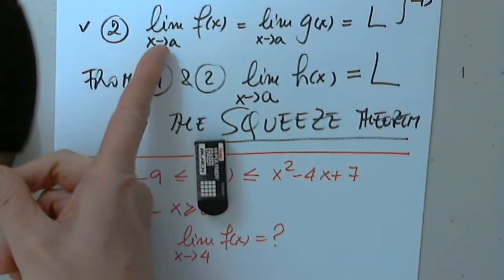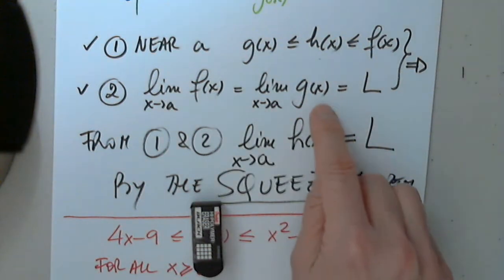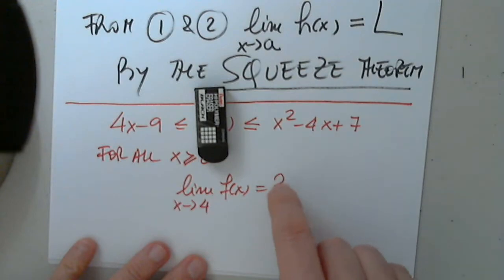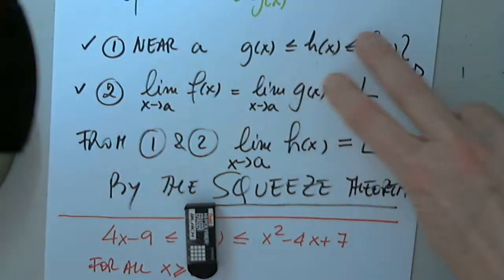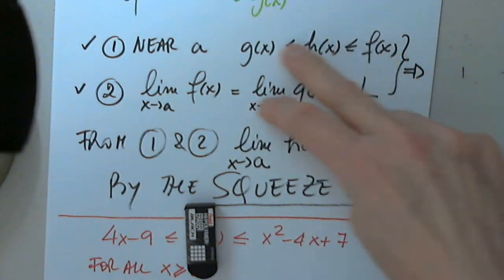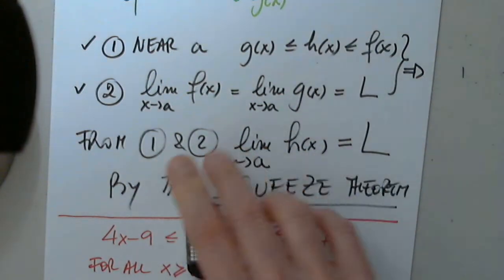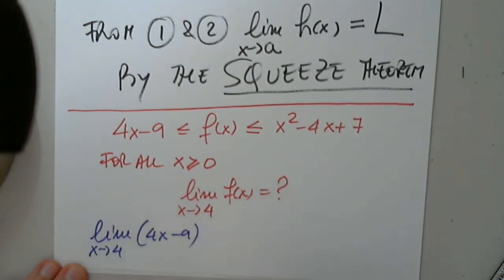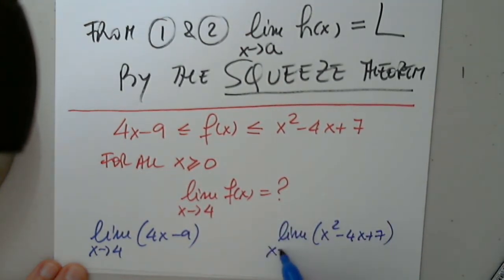Find the limit at 4 for both other functions. Exactly. Find the limit of the bottom function, find the limit of the upper function. If they both exist and they are the same number, then both hypotheses of the squeeze theorem are fulfilled, and I can draw this conclusion. Excellent, well done. So then we find the limit as x approaches 4 of 4x minus 9, and we find the limit as x approaches 4 of this.